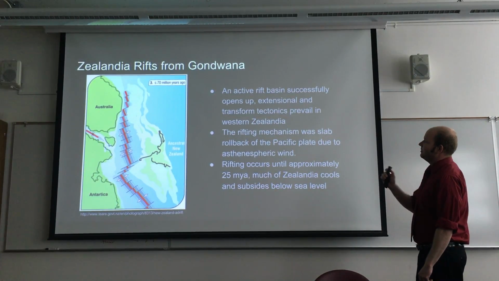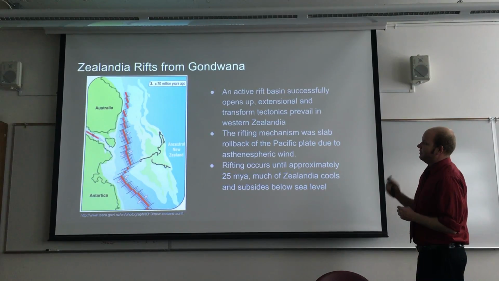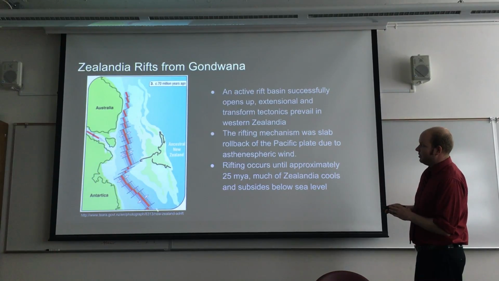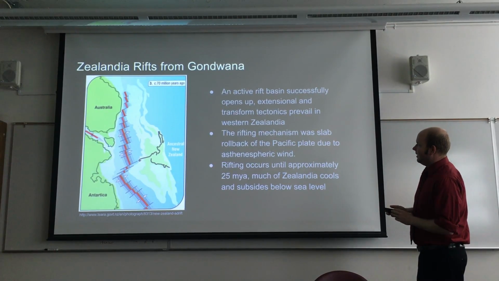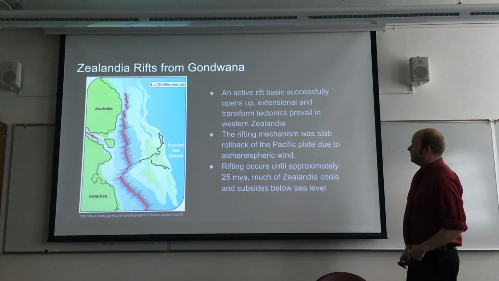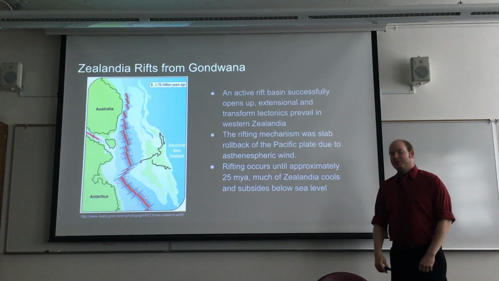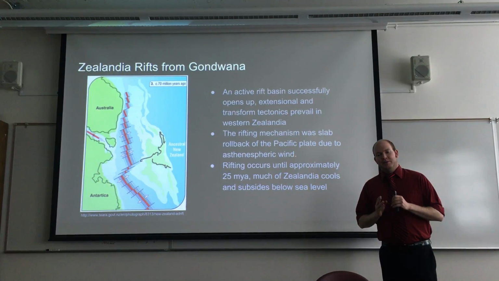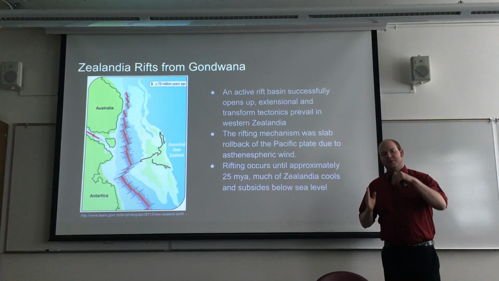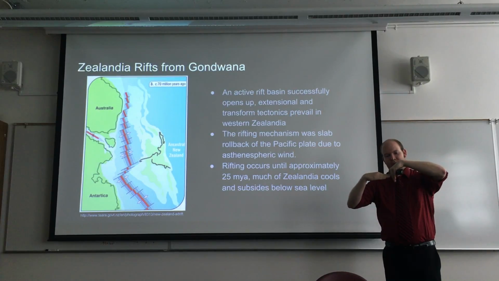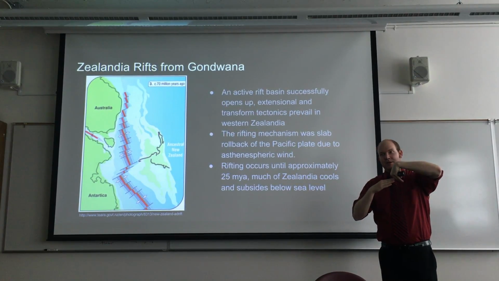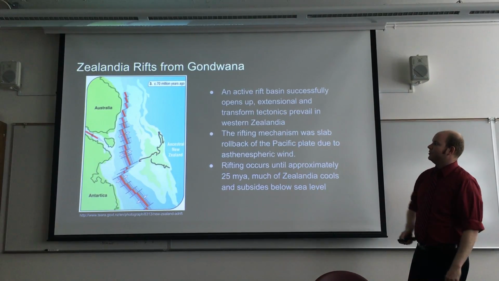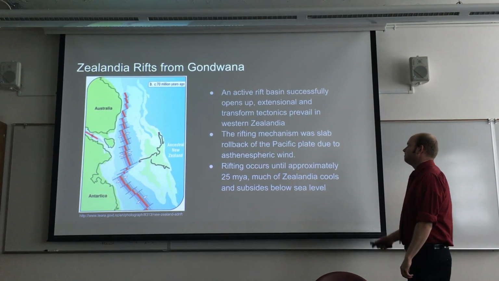So, around 70 million years ago, Zealandia starts to rift away from Gondwana. An active rift basin opens up through here, and Zealandia starts moving away. This is due to slab rollback of the Pacific plate due to asthenospheric wind, where mantle convection happening in the asthenosphere pushes back on the subducting slab, causing it to roll backwards. This rollback causes extension to happen, forming this rift, and helped pull New Zealand away from Gondwana.